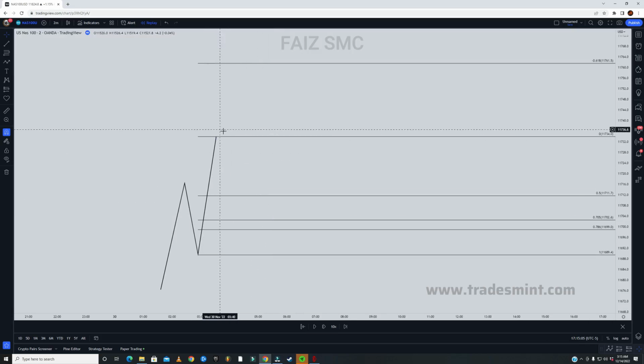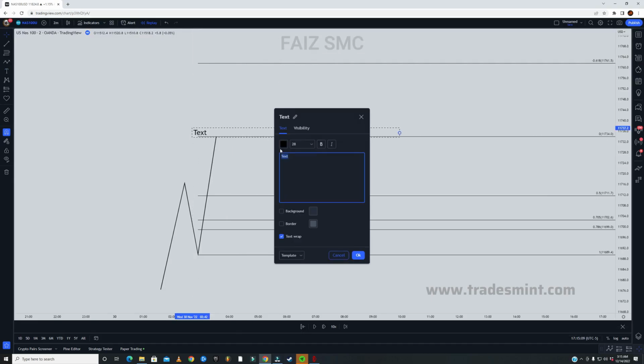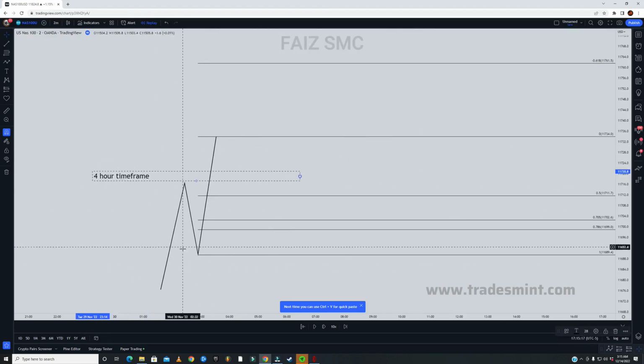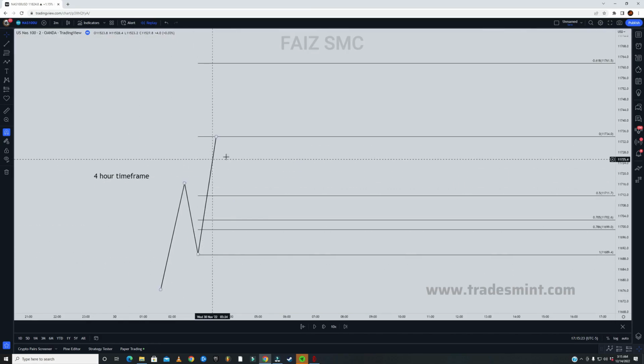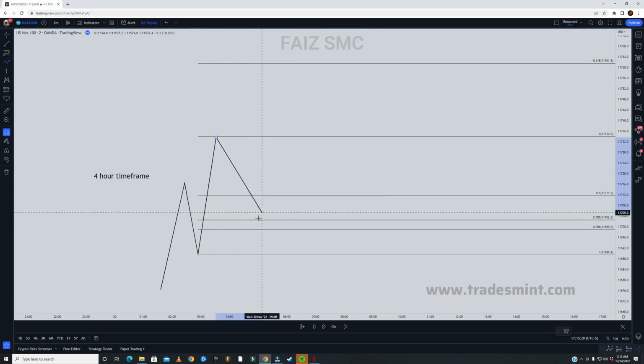So you look at the higher time frame. Let's do a 4-hour time frame. Price is making higher high, higher low, higher high, so you know that the market structure is bullish. Now you wait for price to come back into a discounted zone below the 0.5 level, and then you look for smaller time frame SMT divergence.